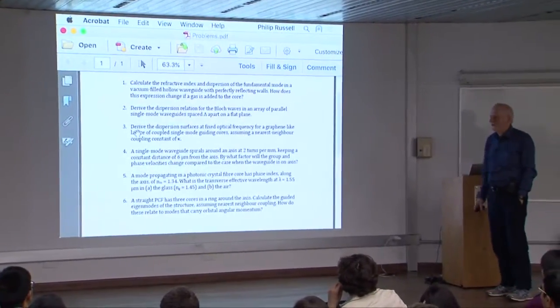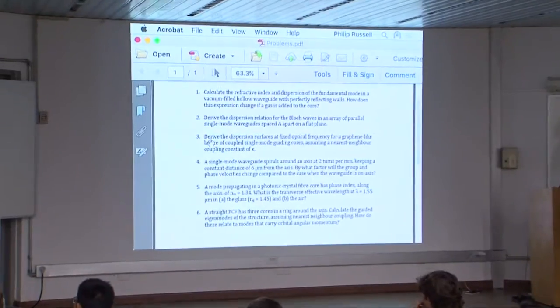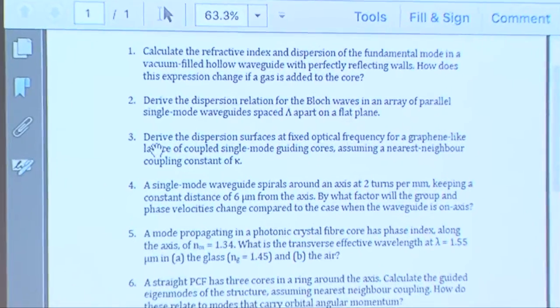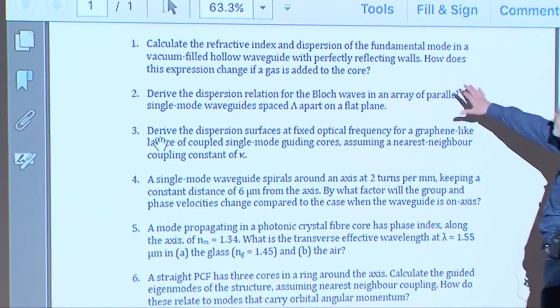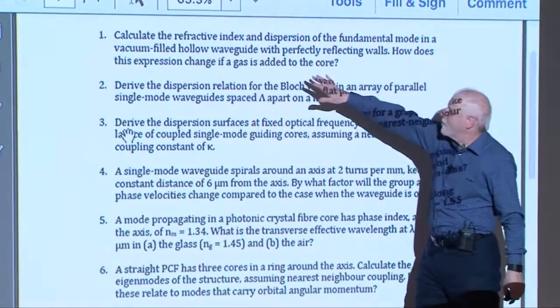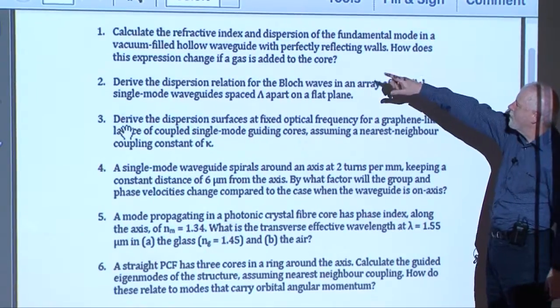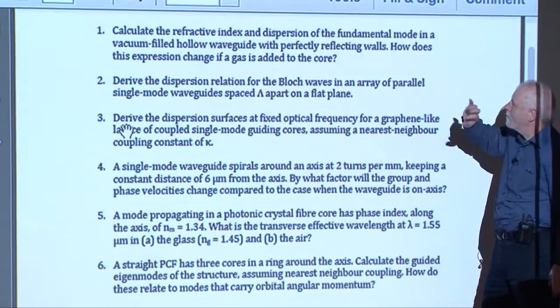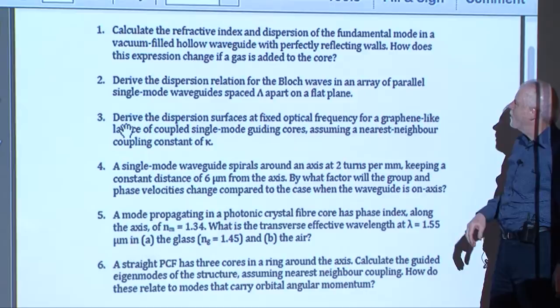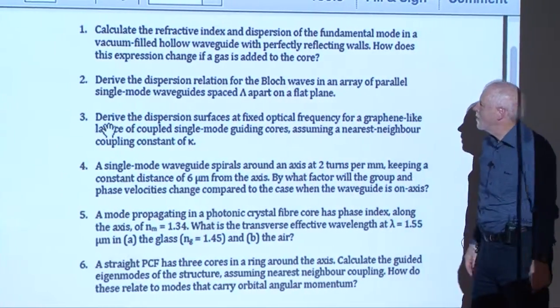Can you print this or something? I'll post it online so you guys can look at it and we can discuss it. But let me just explain them a little bit. So this has to do with a hollow waveguide. I talked about this earlier on. It's basically asking you to calculate the refractive index and dispersion of the fundamental mode of a vacuum-filled hollow core waveguide and how it changes if you put something in the core.